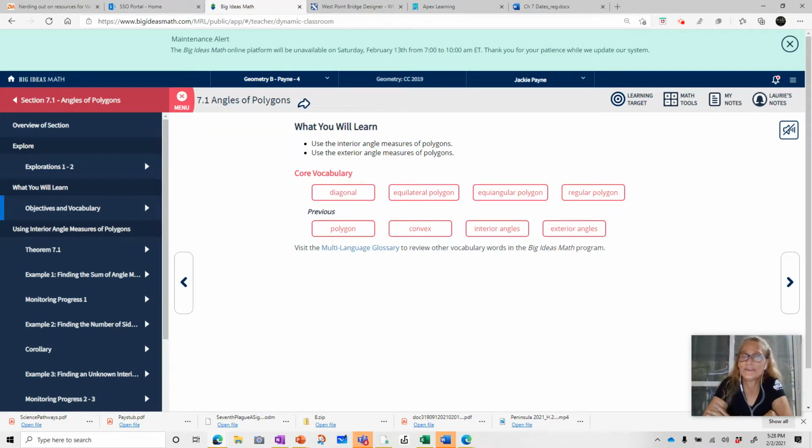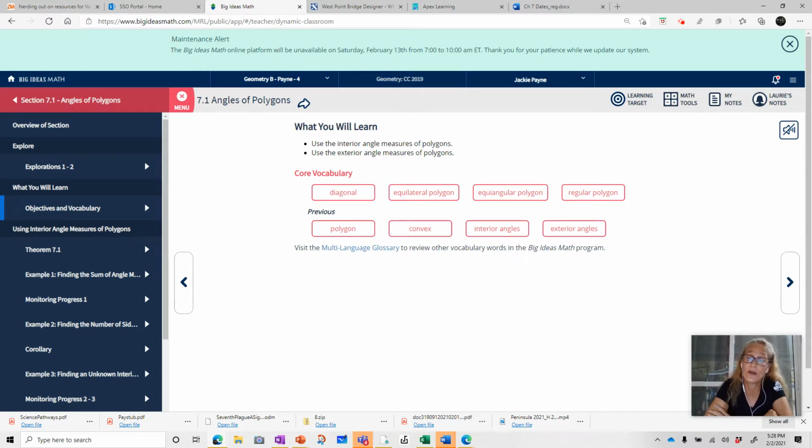Hey guys, we are starting a new chapter. So yesterday we went over the chapter opener and we talked just about some of the vocabulary. This is a larger, more dense chapter on quadrilaterals. But we're starting with section 1. We're talking about angles of polygons, both interior and exterior. We've got a lot more vocabulary and it's going to be a bigger chapter.